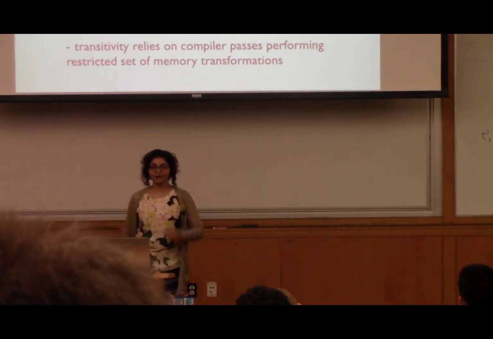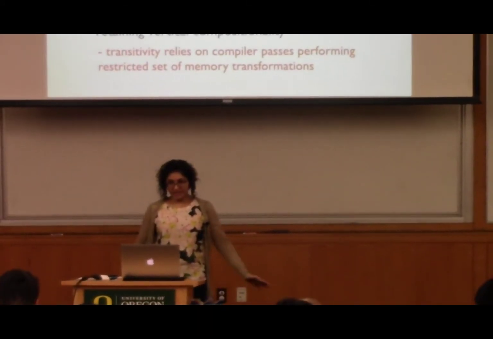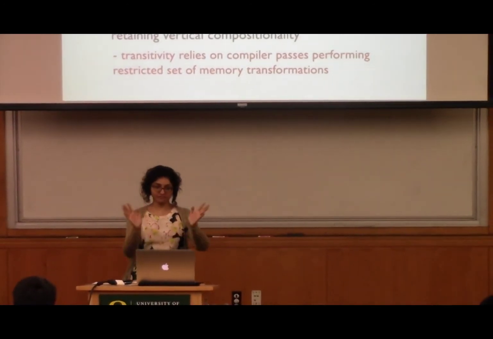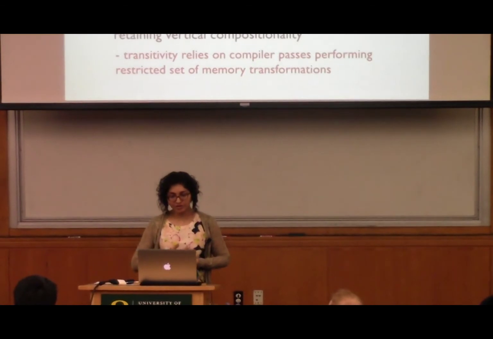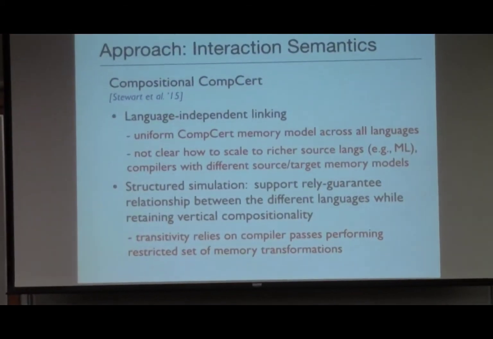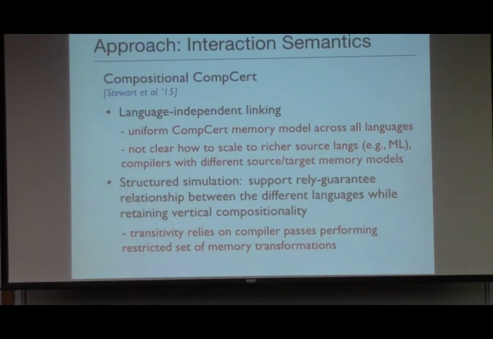Okay, now let's talk about drawbacks. So I've already said this. Language-independent linking, yes, but this approach works because of CompCert's uniform memory model. Right? Across all of the languages, we have the same value representation. So it's really not clear how you're going to scale this to richer languages, as you've already pointed out, like ML. We just don't know how you might build an interaction semantics that is able to capture going from one value representation to another.